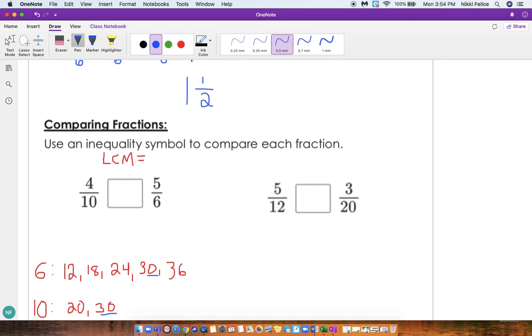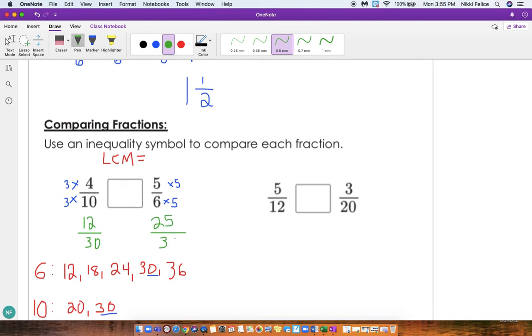So how do I turn 4/10 into a fraction with a denominator of 30? I multiply the top and bottom by 3. And how do I turn the fraction 5/6 into a fraction with a denominator of 30? Well, 6 times 5, I'm going to have to multiply it by 5 to get to 30. So when I rewrite these fractions, 3 times 4 is 12 over 30. And this fraction is going to be 25 over 30.